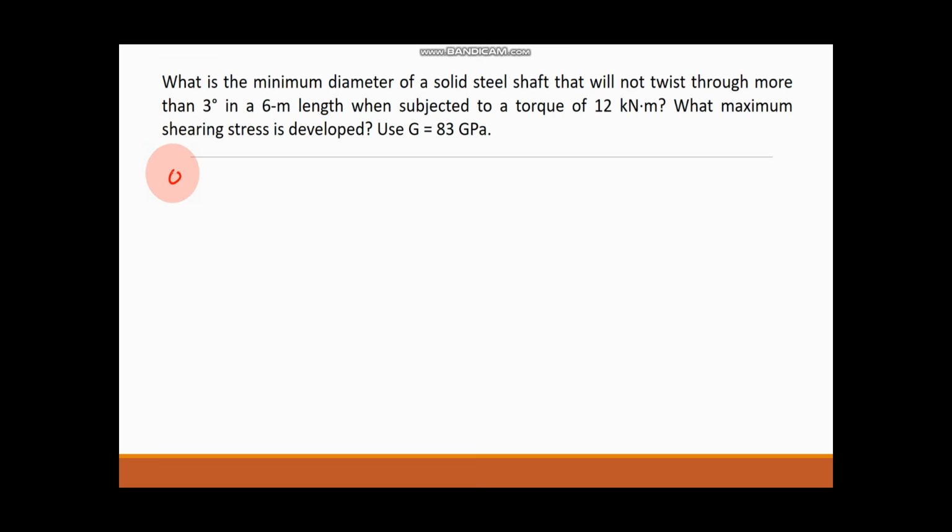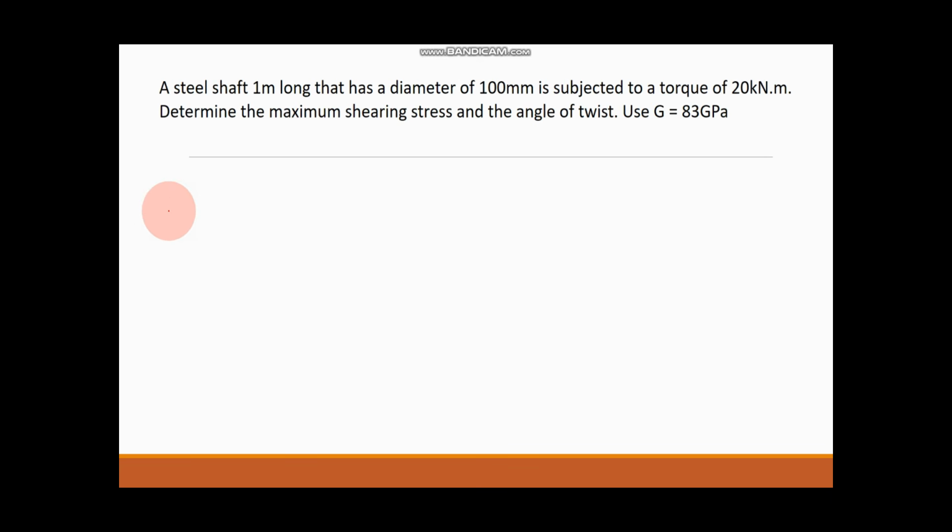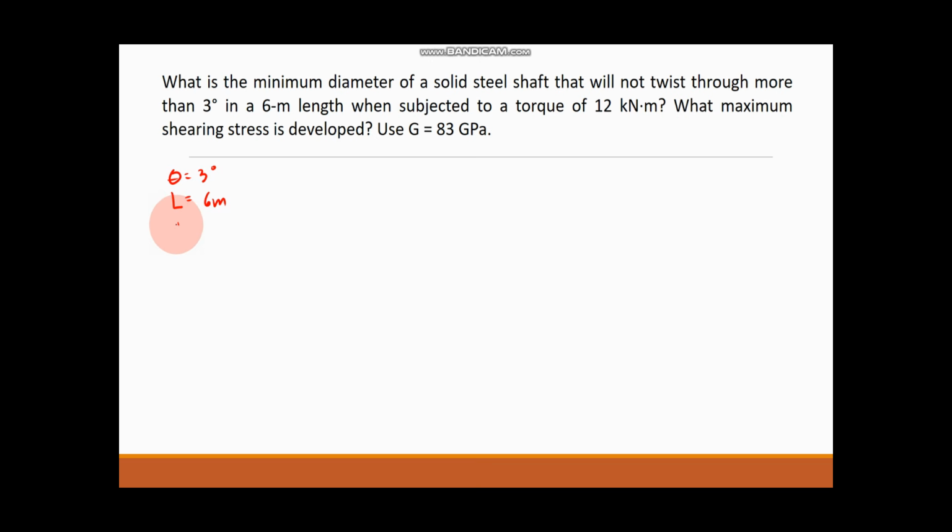So the given: the angle of twist is equal to 3 degrees. The length is 6 meters. The torque is 12 kN·m. And the shear modulus is equal to 83 gigapascals. So let us first convert everything in terms of Newtons and millimeters. And it is very important to take note that the angle of twist must be in radians. So we multiply it by pi over 180.